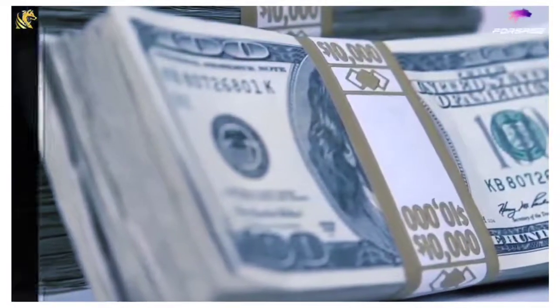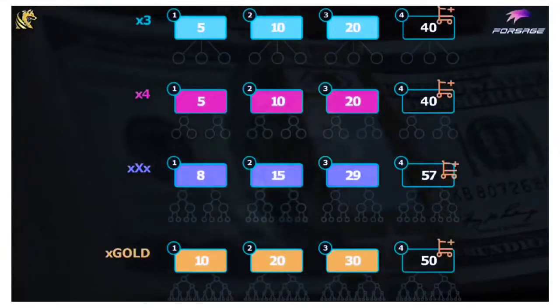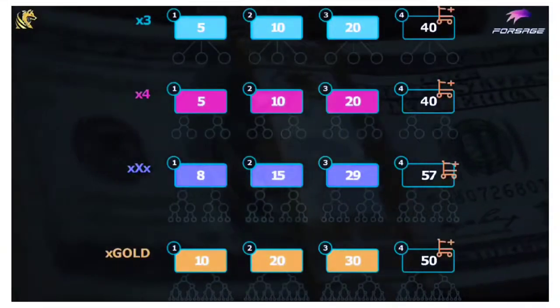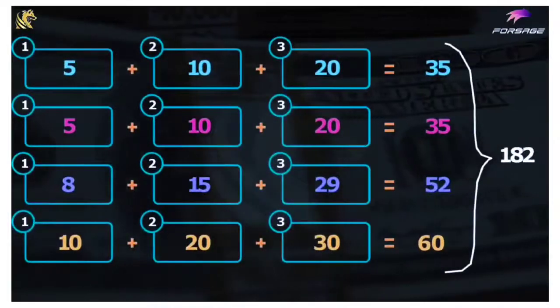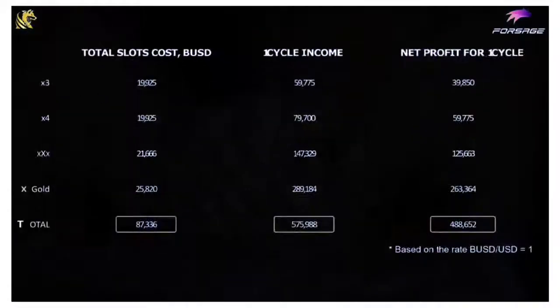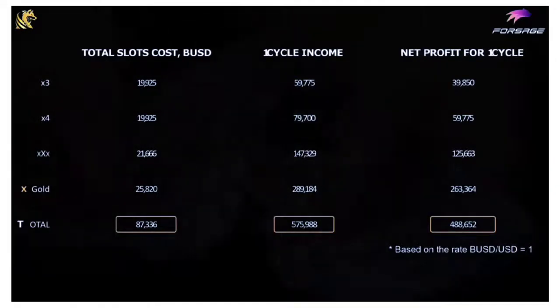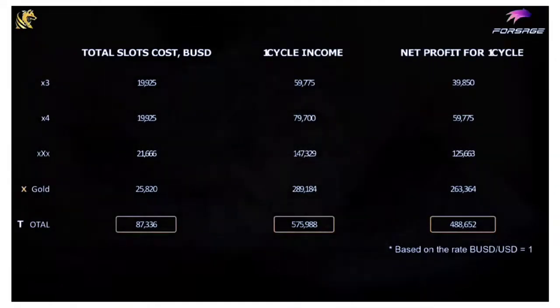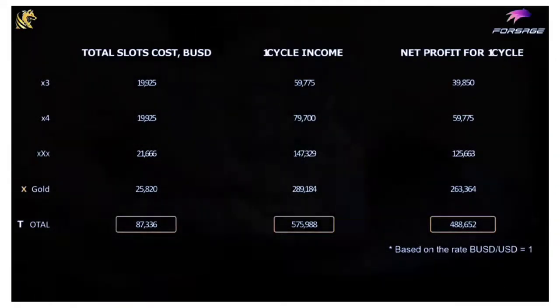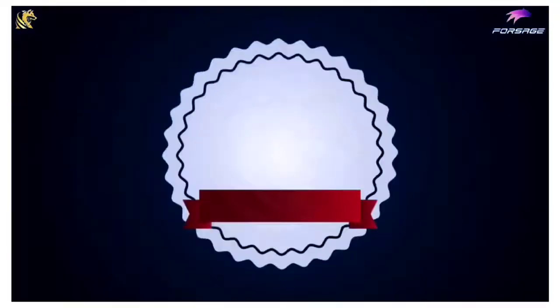So all the income that you get from all the slots together in one cycle is $110,544. If you wish to start your journey with Forsage BUSD, you can start with the first 3 slots, which means 3 slots of X3, 3 slots of X4, XXX and X Gold. The total cost will be $182, which is really very low. So if we talk about the whole profit of one cycle from all the 4 types of slots, you will earn $488,652 in one cycle.